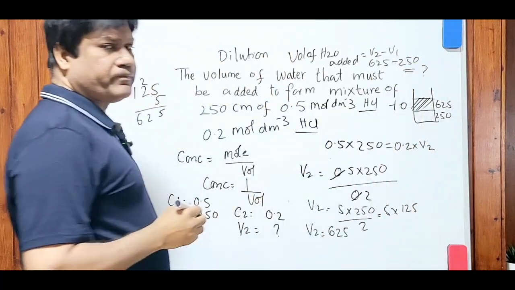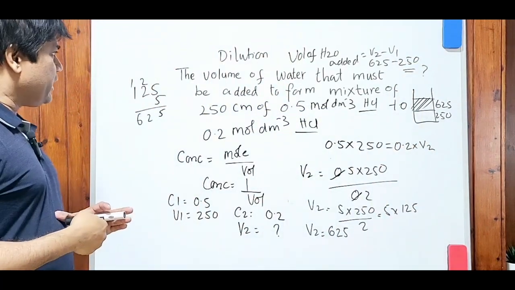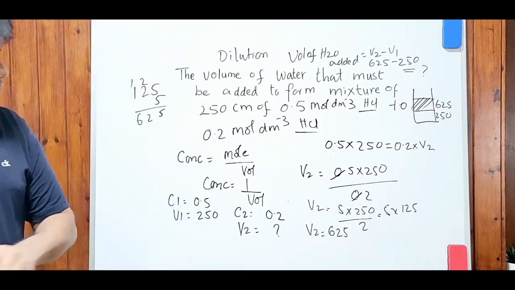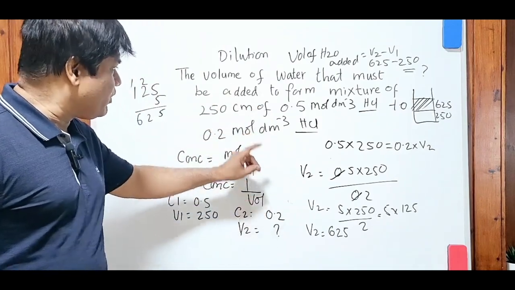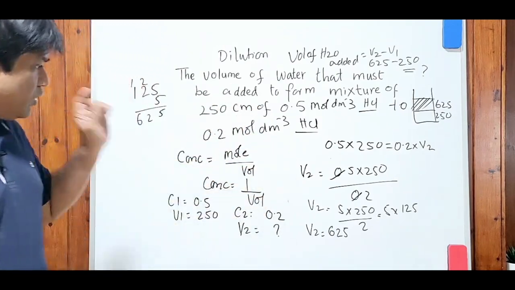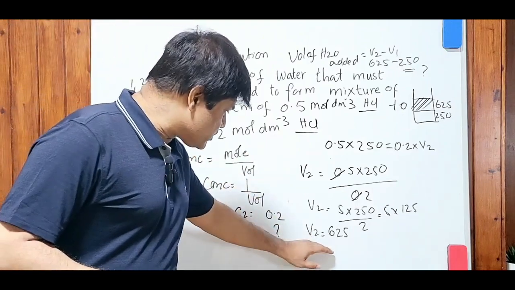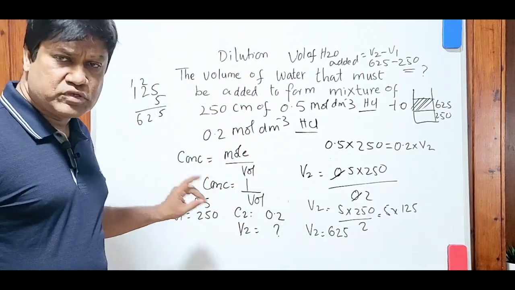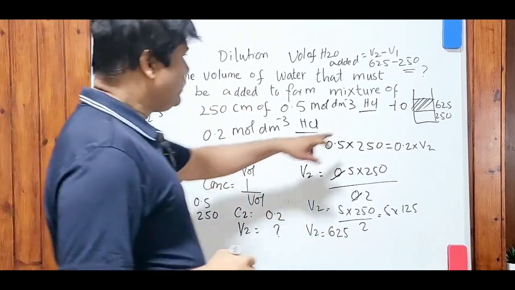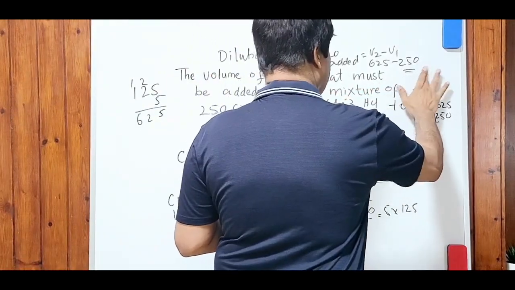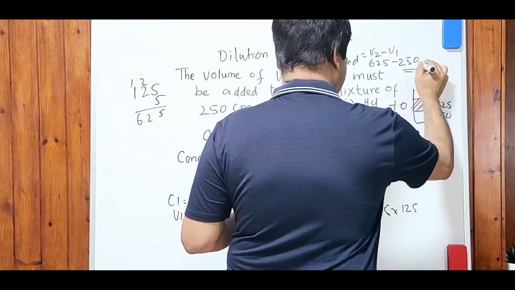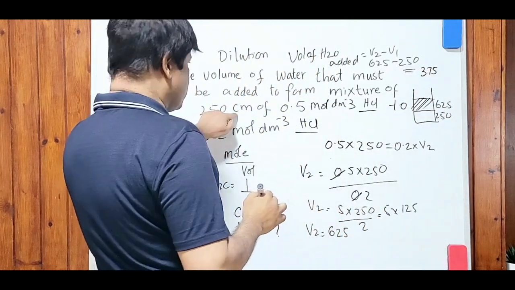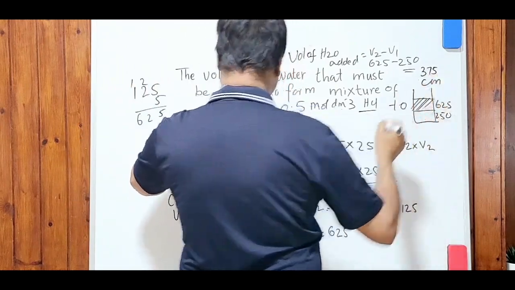How much is that? I think it's easy. You can use your calculator and work it out. So whenever this type of question is given to you in the examination, don't just end your answer after calculating V2. Volume of the water added equals, did you get it? Okay. It's 375. Is that okay? 375 centimeter cube.